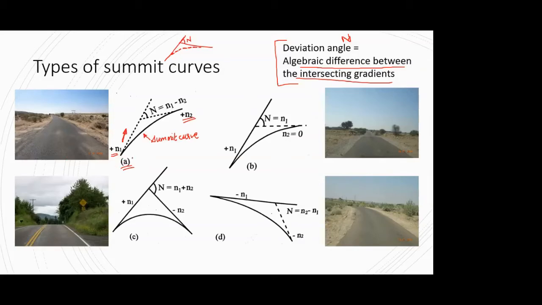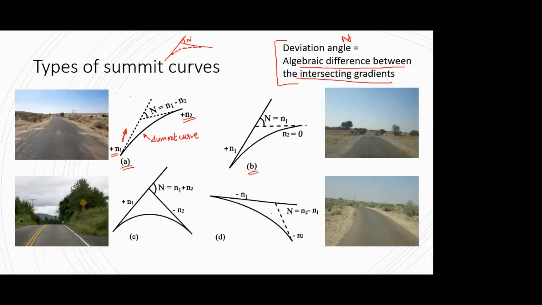So your type A summit curve will look something like this, that you have a steep up gradient, and then it is followed by a mild up gradient. Okay, now here you have, in addition to that, a horizontal curve as well, so you can neglect that horizontal curve. Okay.